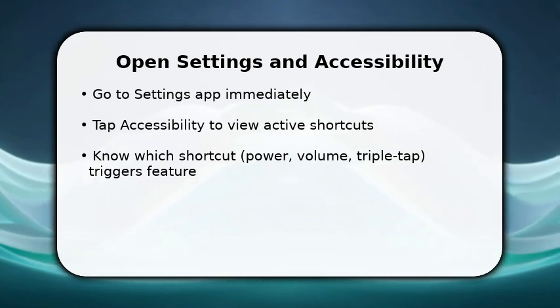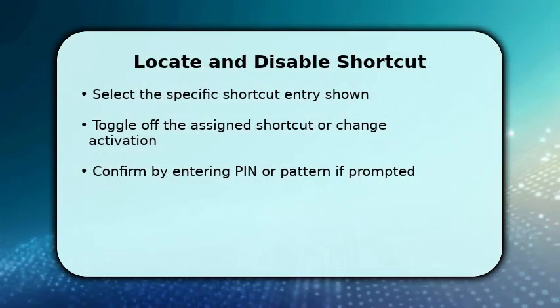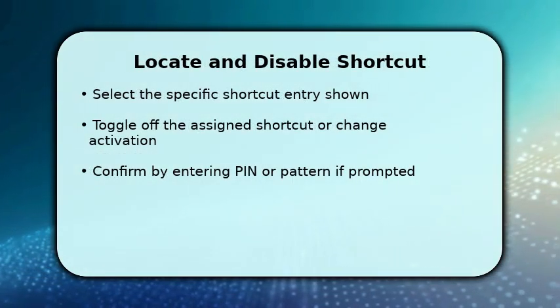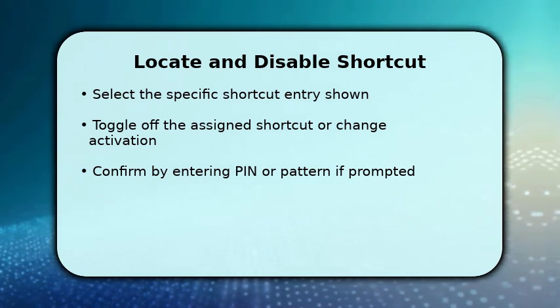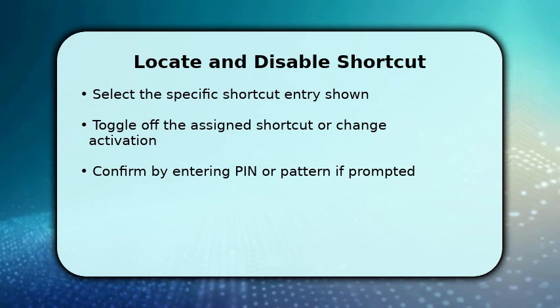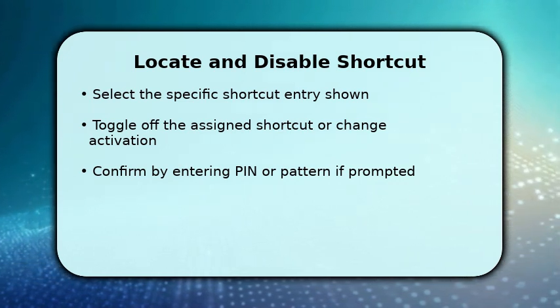Next, select the exact shortcut entry you identified and open its settings. You will see an on/off toggle or activation options. Turn the toggle off or change activation to none so the physical keys no longer launch the accessibility feature.